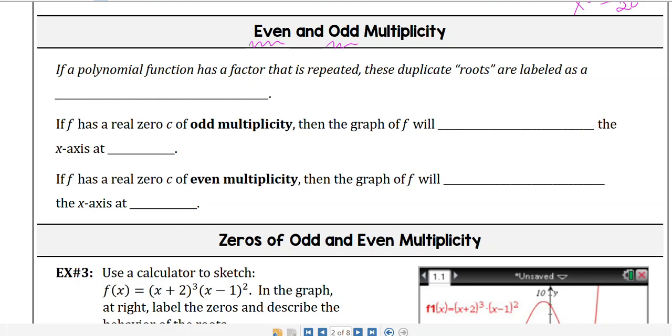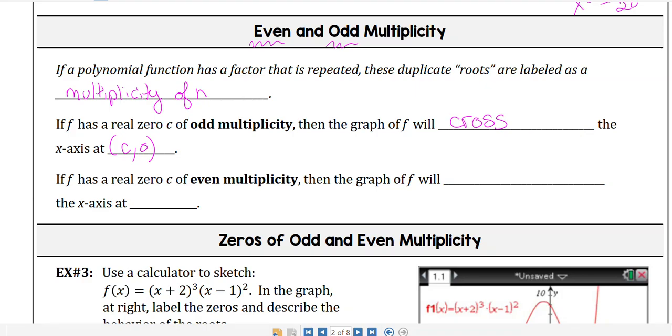So if a polynomial function has a factor that is repeated, these duplicate roots are labeled as a multiplicity of n. And I'll show you what that looks like in just a minute. If the function f has a real zero c of odd multiplicity, then the graph of f will cross the x-axis at (c, 0). Again, we'll talk about what that means.